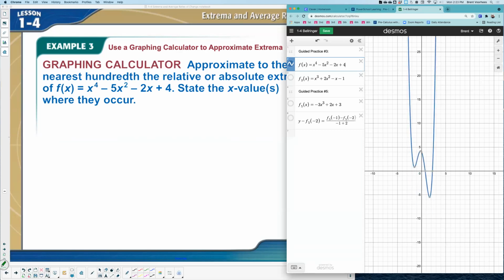And I'm going to show you something a little bit neat. You might have remembered me saying earlier this school year that the highest power, which in this case is 4, will tell you how many different solutions you could possibly have. Solutions are x-intercepts.